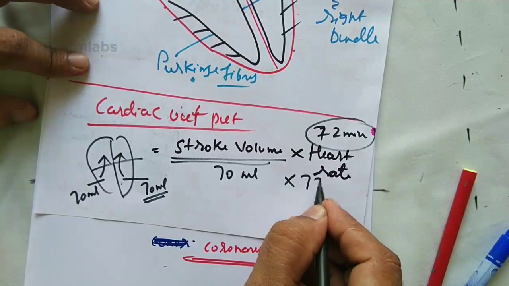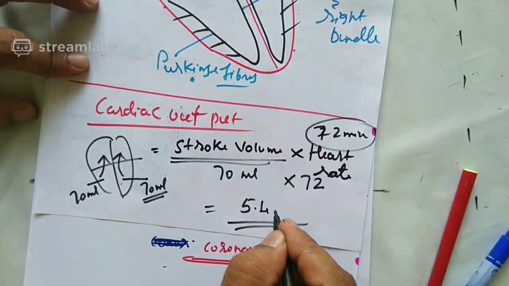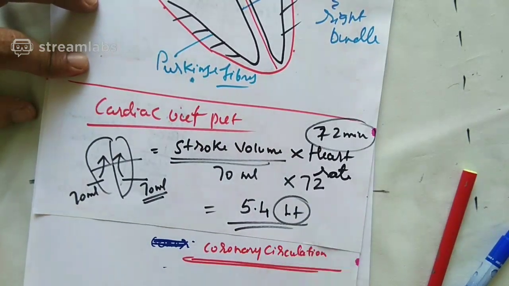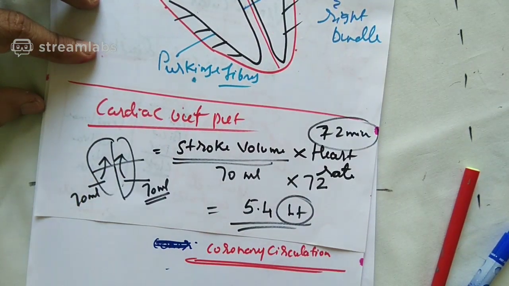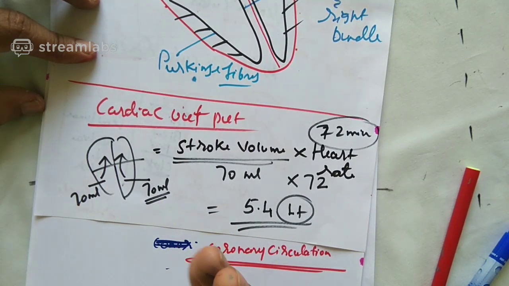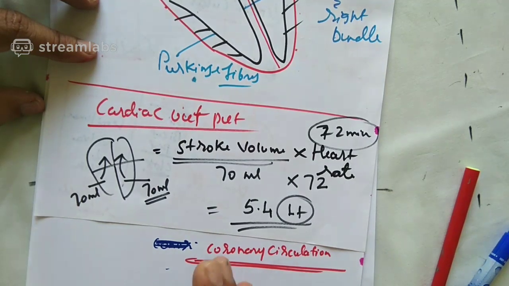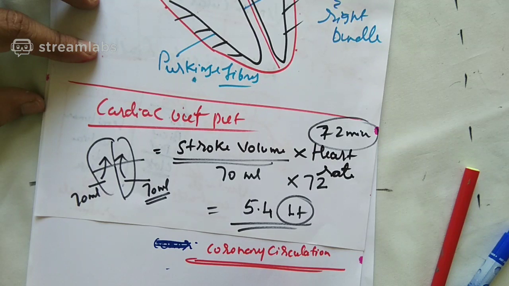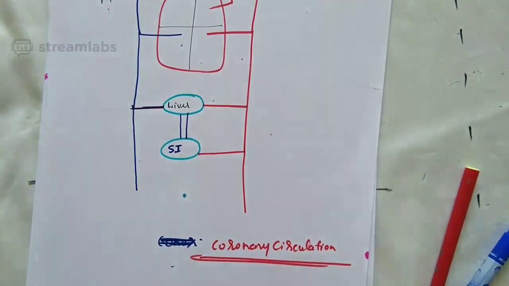70 ml times 72, when you do it, it comes around 5.4 liters. Is the matter clear? And 5.4 liters is what? Tell me, cardiac output. And cardiac output can increase when you are going for a race, or it can decrease when you are under anxiety. So this was regarding cardiac output. And I am moving to the next aspect, which is called, tell me what? It's called ECG.